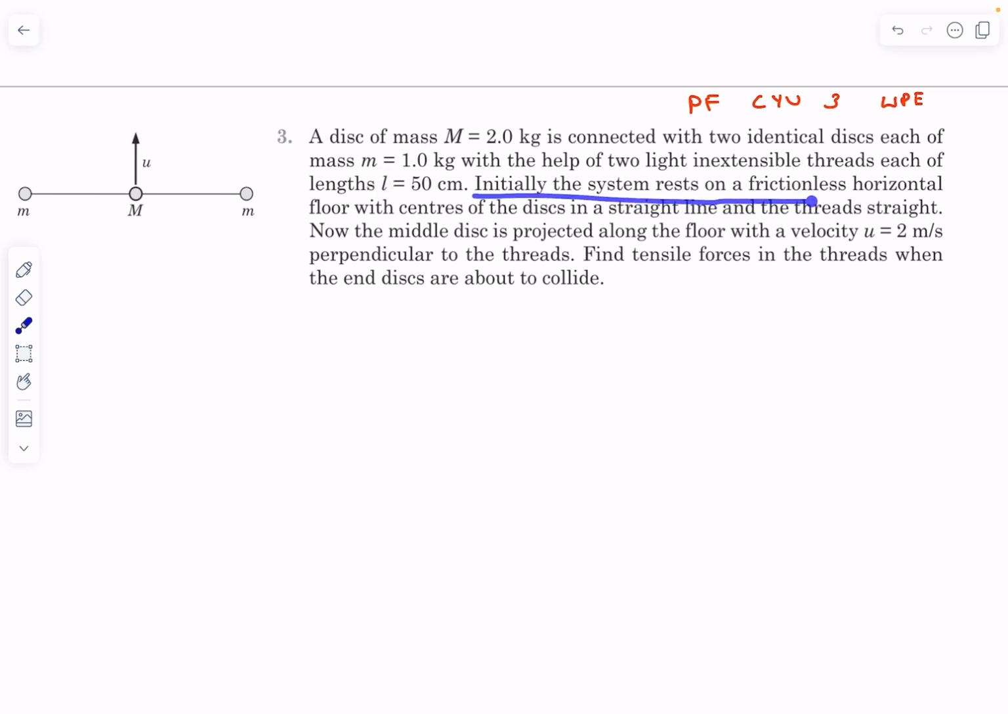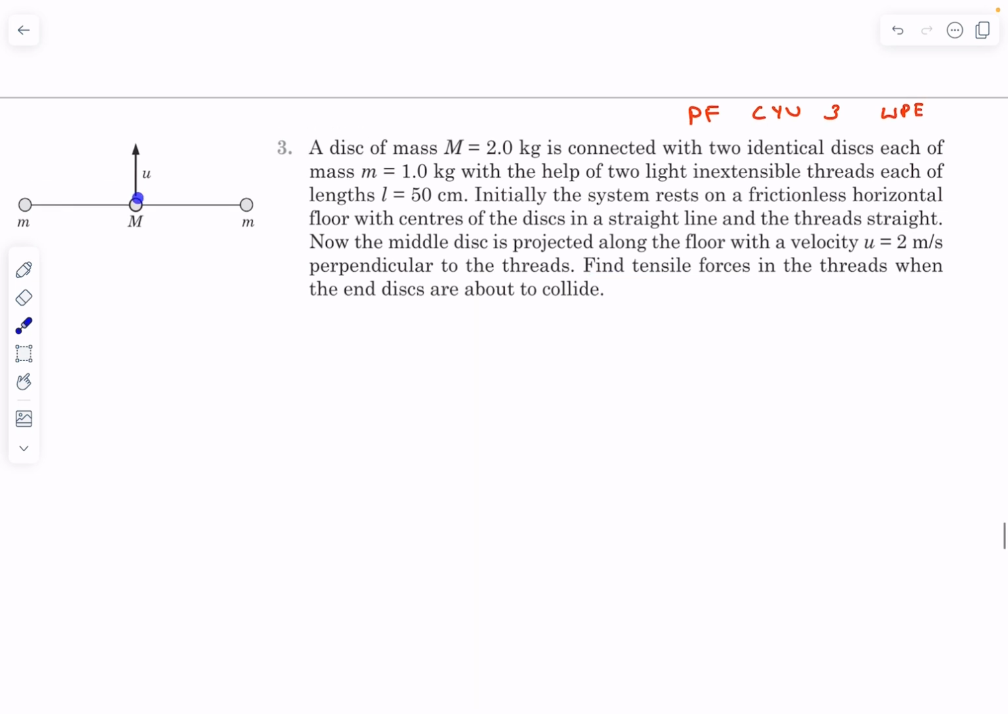Initially the system rests on a frictionless horizontal floor with the centers of the discs in a straight line and the threads straight. Now the middle disc is projected along the floor with a velocity of u perpendicular to the threads. We have to find the tensile forces in the thread when the end discs are about to collide. Basically, as capital M starts moving vertically up, it'll pull the smaller masses together, and the smaller masses will start approaching each other. After a while, the smaller masses will be just about to collide. We have to find the tension forces at this particular instant.